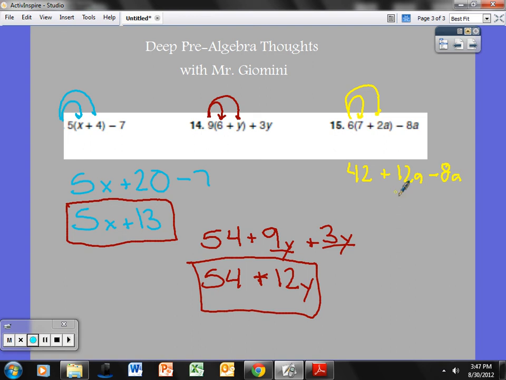Okay, 42 is all by itself, so there are no other whole numbers to combine it with. We have that 12a minus 8a. I can combine these like terms. I have 12a's. I take 8 away. I now have 4a's left. And it is 42 plus 4a. And that is simplified as far as I can go.